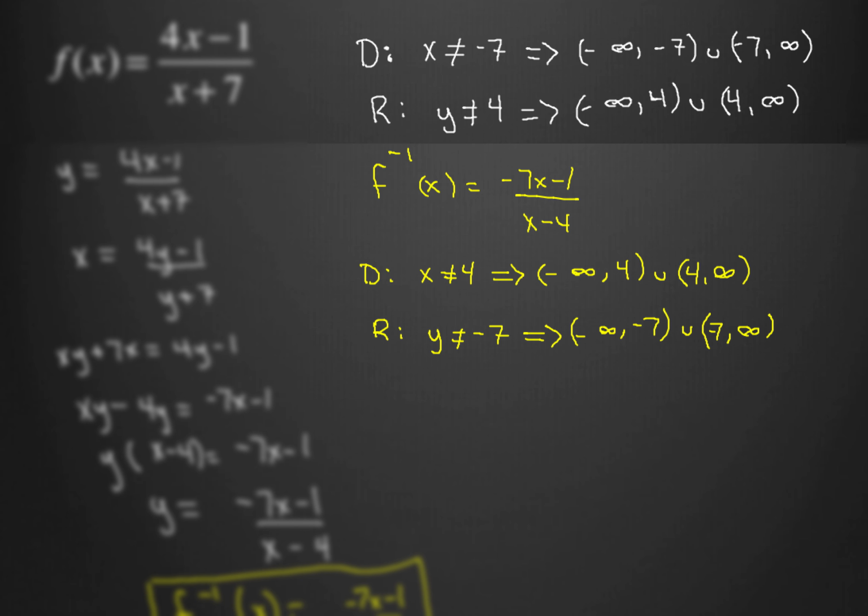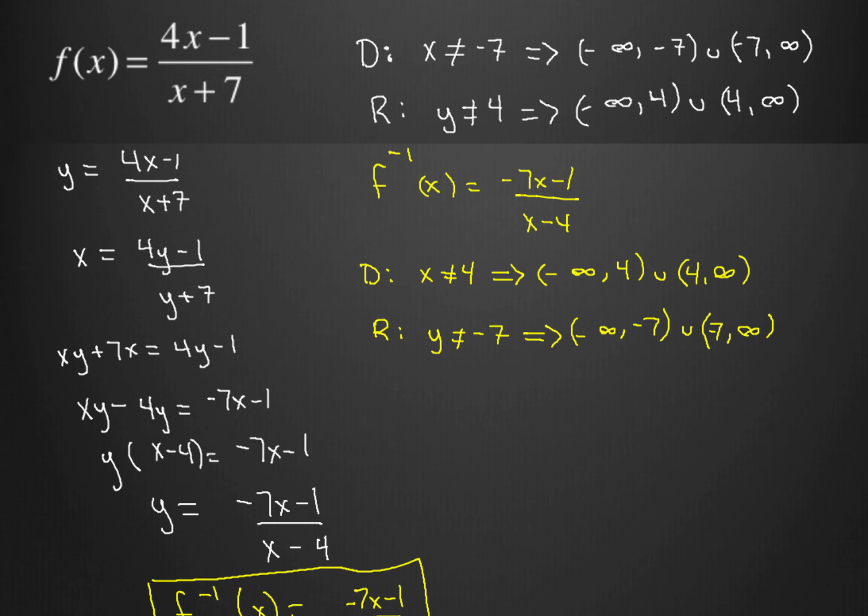Notice what happens. If you look at the denominator of your inverse, you can tell that x can't be 4, because 4 minus 4 gives you 0, and 0 in the denominator, we all freak out over that, so we have a domain restriction there. So x can't be 4, so we write our restriction using interval notation. We do the same thing for the y's.